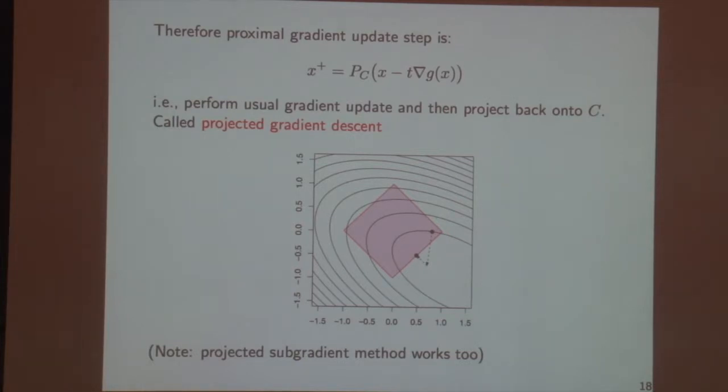This projection operator could be cheap or expensive, so the per iteration complexity could be different. For a lot of sets, projections are possible and cheap, but for others, they're not. So here's the picture. Suppose our constraint set looked like this. These are the contours of our criterion. We would take a step along the gradient of the criterion function, and then we'd have to project ourselves back onto the constraint set for our next iterate. That's projected gradient descent. I don't know if we actually mentioned this, but the projected subgradient method works too, just so that you're aware of that.